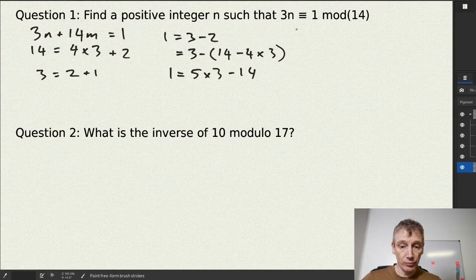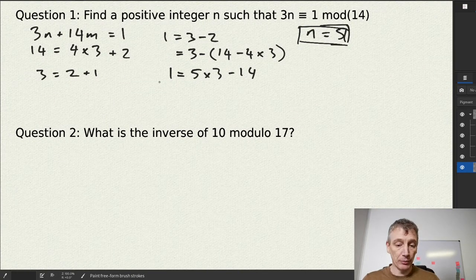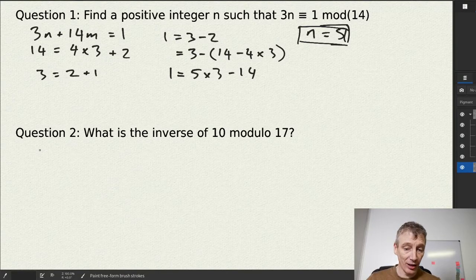So n is equal to 5, because 15 minus 14 is equal to 1. Now that's a fairly simple one. You could probably have found that on your own, but we'll see that it gets a lot more complicated.